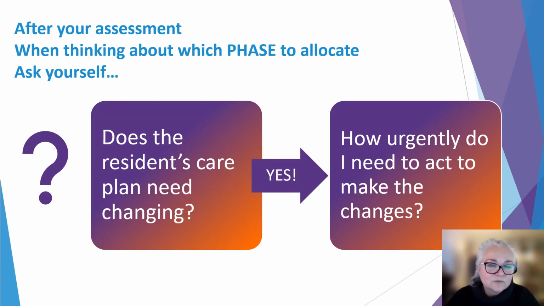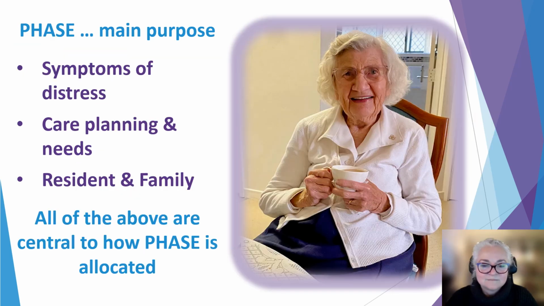So once you have completed your full clinical assessment, when you're thinking about which phase to allocate your resident, the question to ask yourself is, does this person's care plan need changing? And if your answer is yes, how urgently do I need to act to make these changes? So the main purpose of phase is to manage the symptoms of distress. It's about care planning and the residents' and families' needs. All of those things contribute to how phase is allocated.